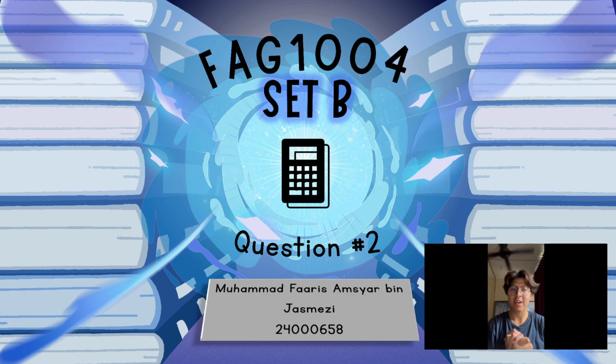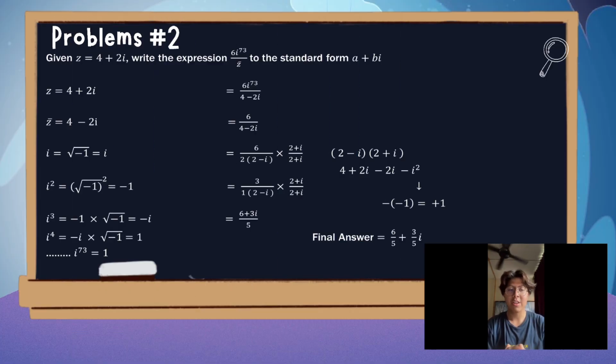Assalamualaikum warahmatullahi wabarakatuh. My name is Amsyar bin Nazmi and I'm from SS2. My question is, given z equals 4 plus 2i, write the expression 6i to the power of 73 over the conjugate of z. First of all, start with the given complex number z equals 4 plus 2i and find its conjugate, which is 4 minus 2i.